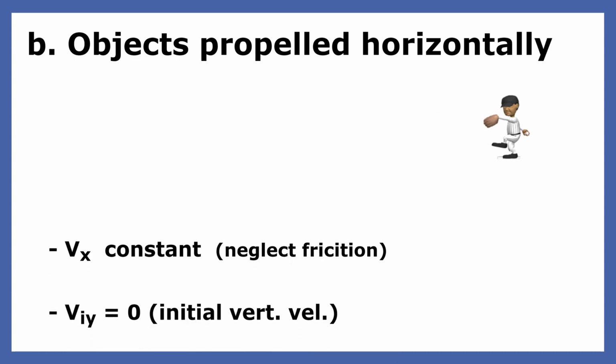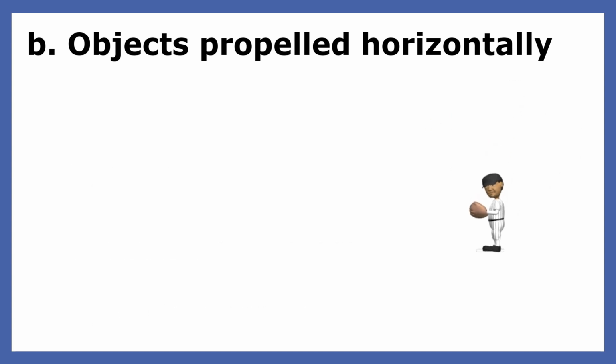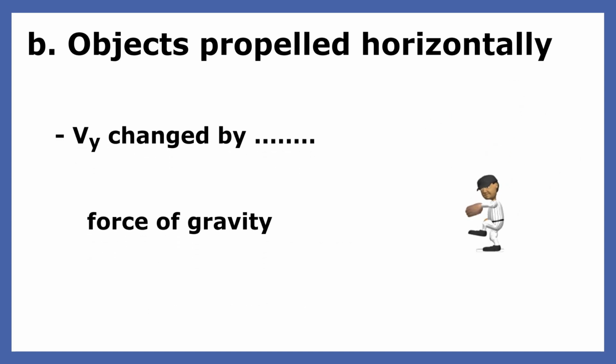And since the only force on the object is the vertical force of gravity, the Vx is constant. The initial vertical velocity of the ball when it leaves the thrower's hand is 0. Once again, remember that only the vertical velocity is changed by the force of gravity.